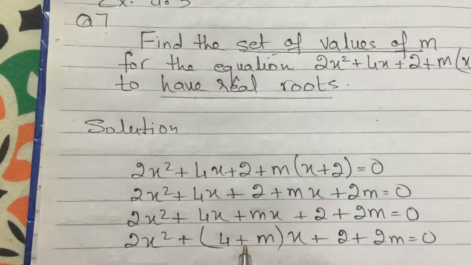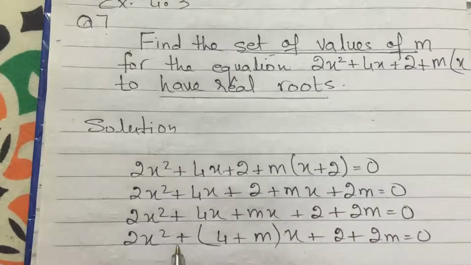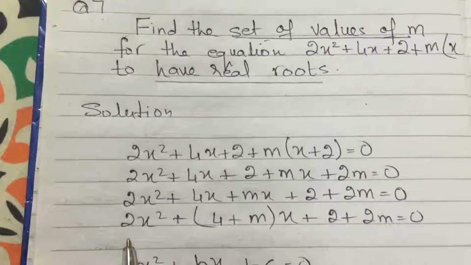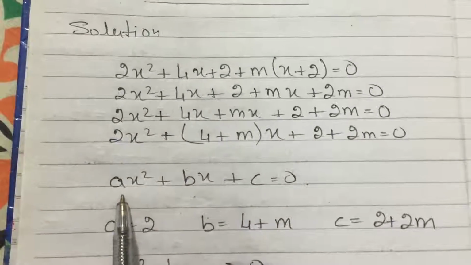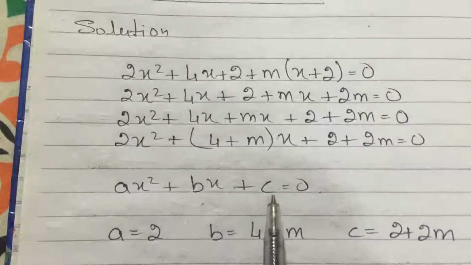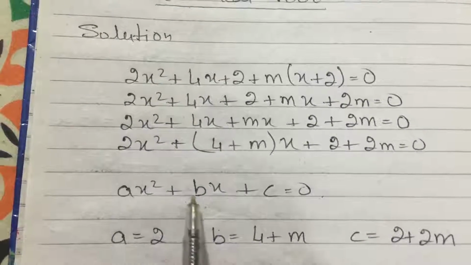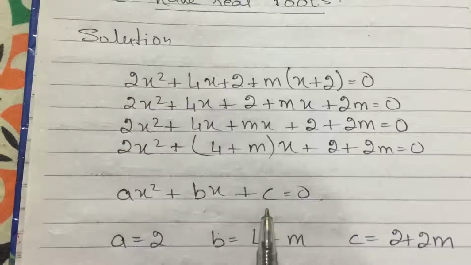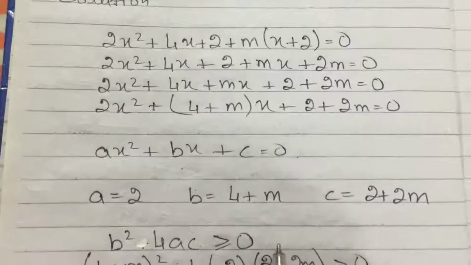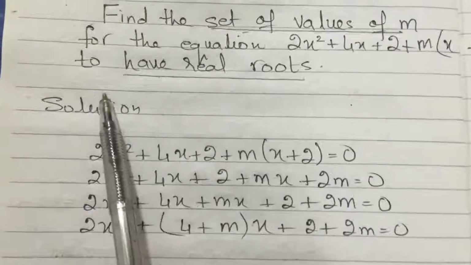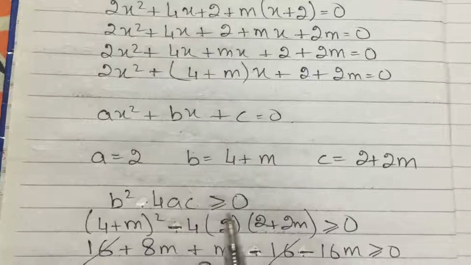Then I'm factorizing it because the coefficient of x will be my b and coefficient of x square will be my a. If we compare it with the general equation of quadratic, which is ax square plus bx plus c. So comparing with this, I know my a is 2, b is 4 plus m, and c is 2 plus 2m.